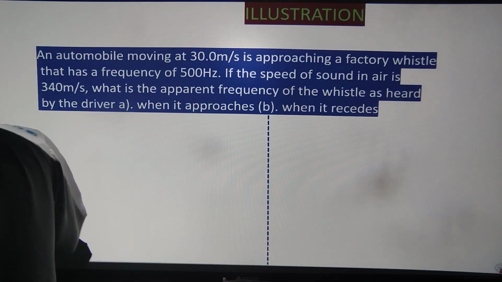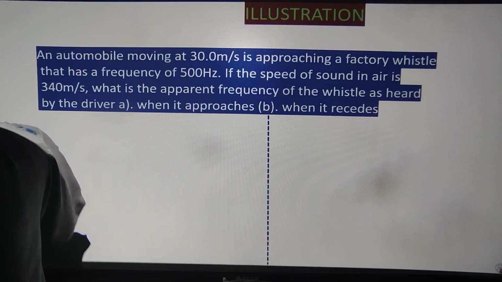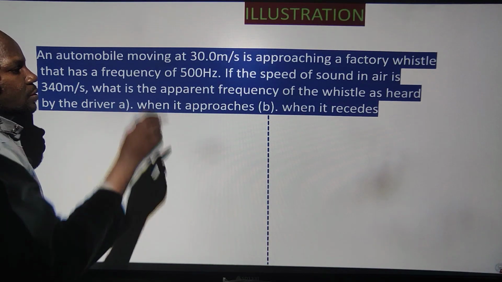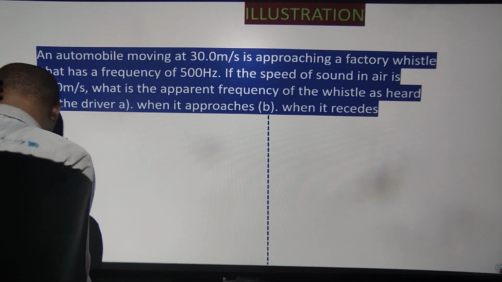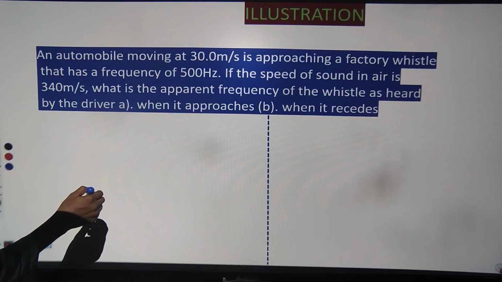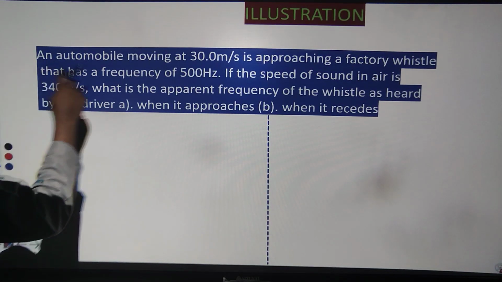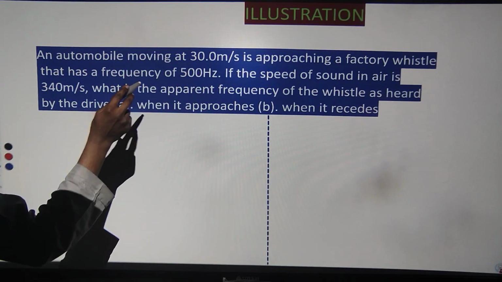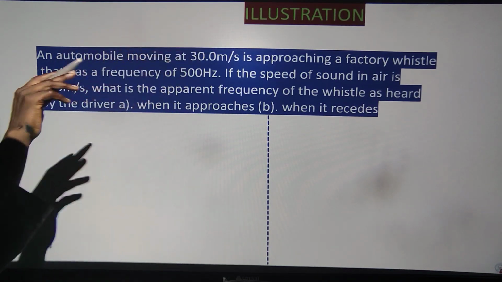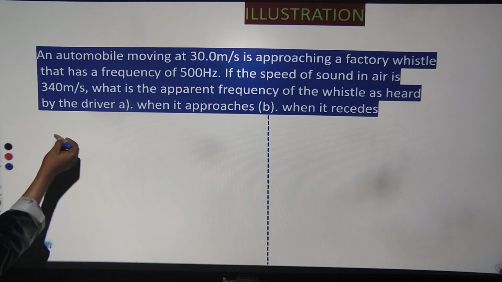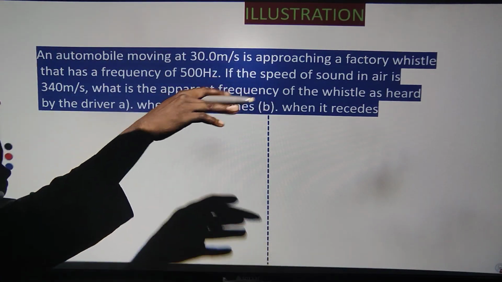Apologies. Most times it's helpful, not sometimes. So if we go by that, we can say, fine. The important parameters given here are that the automobile is moving towards the factory.